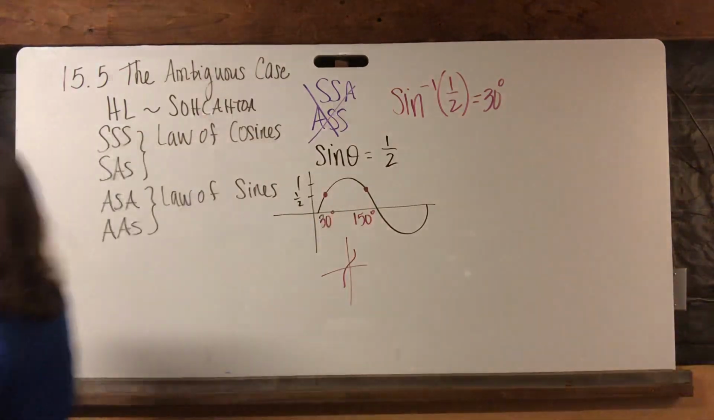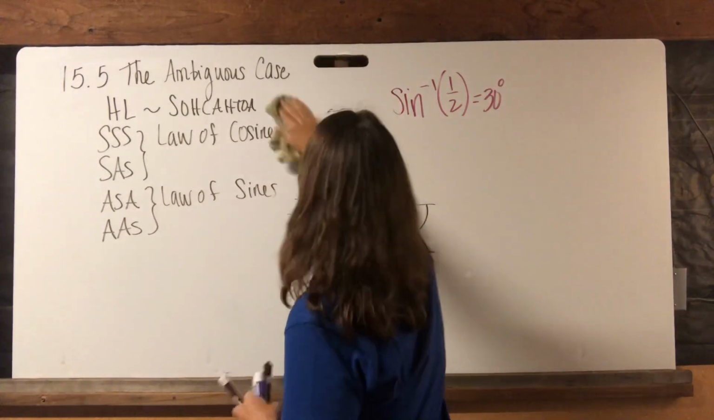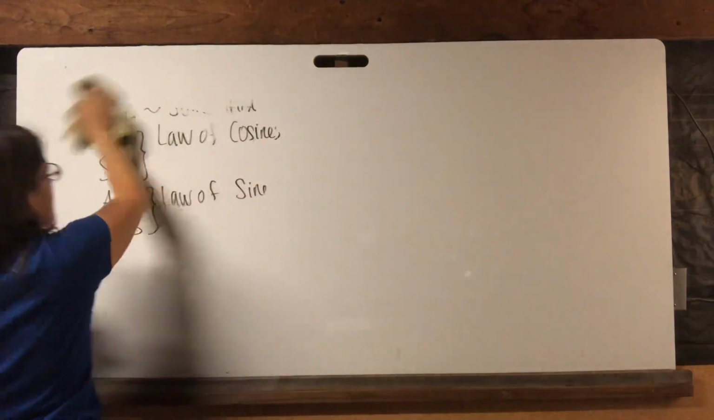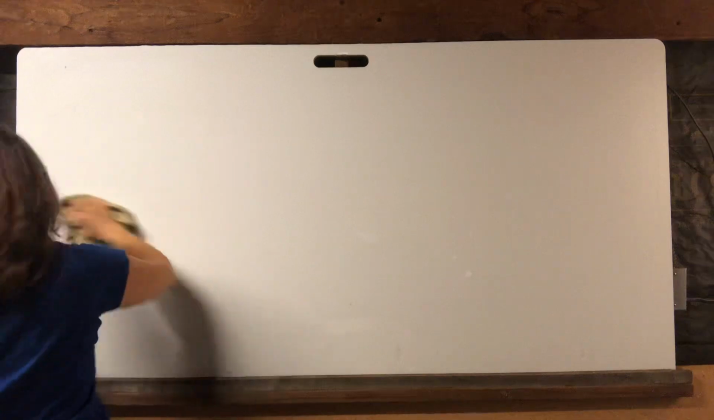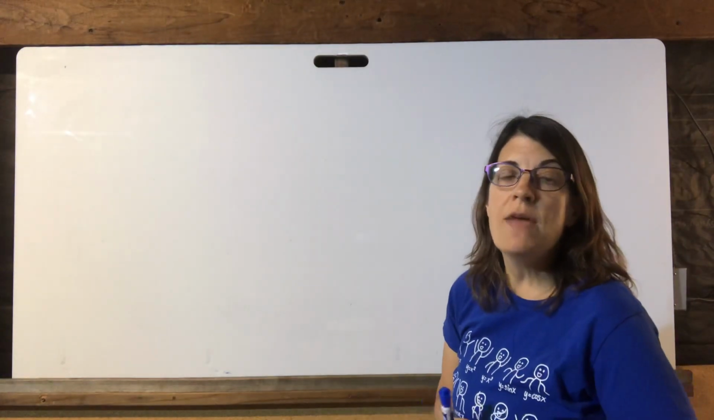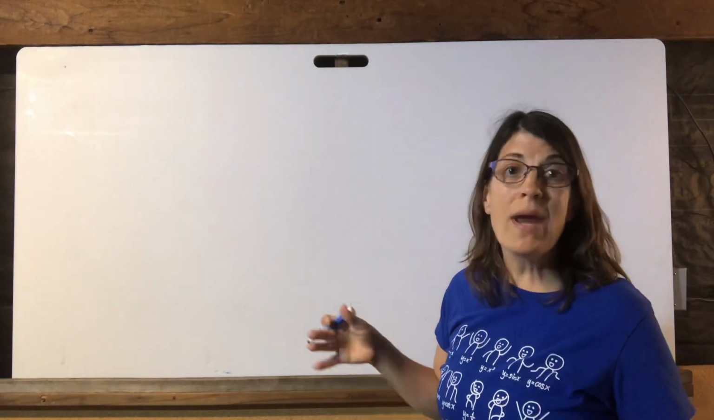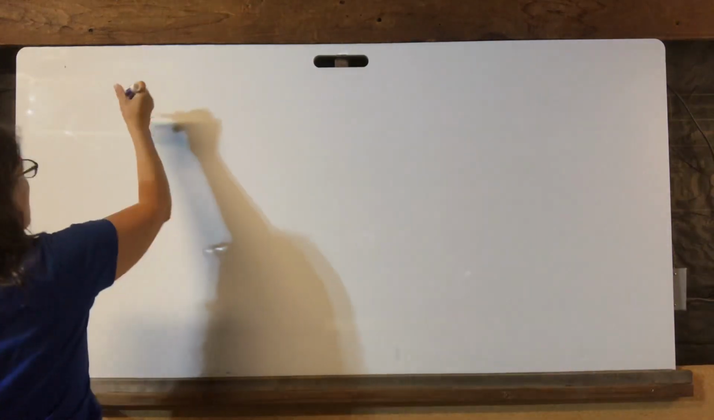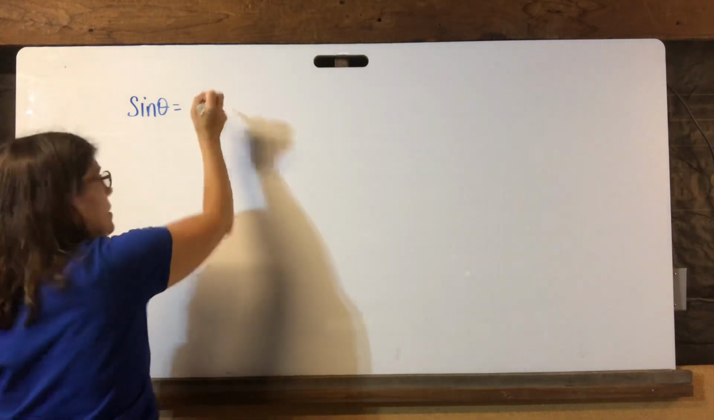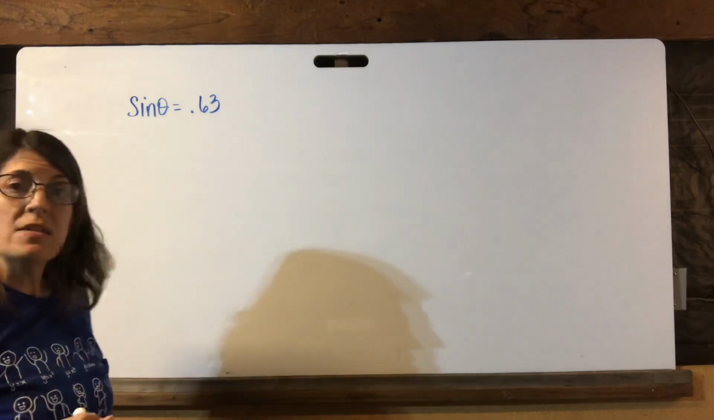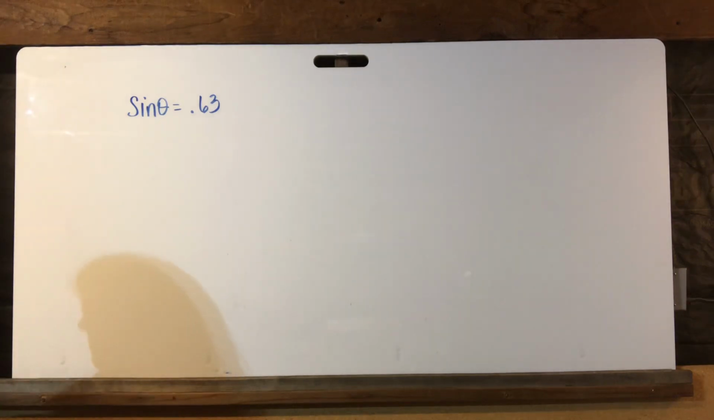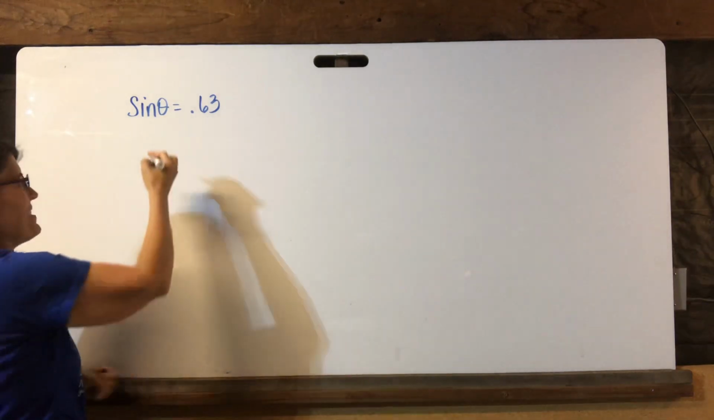Okay, so let's keep that in mind. I'm going to make something up. Let's say I tell you that the sine of the angle is 0.63. I'm just making this up. Well, the sine is 0.63 in 2 places, in 2 quadrants.